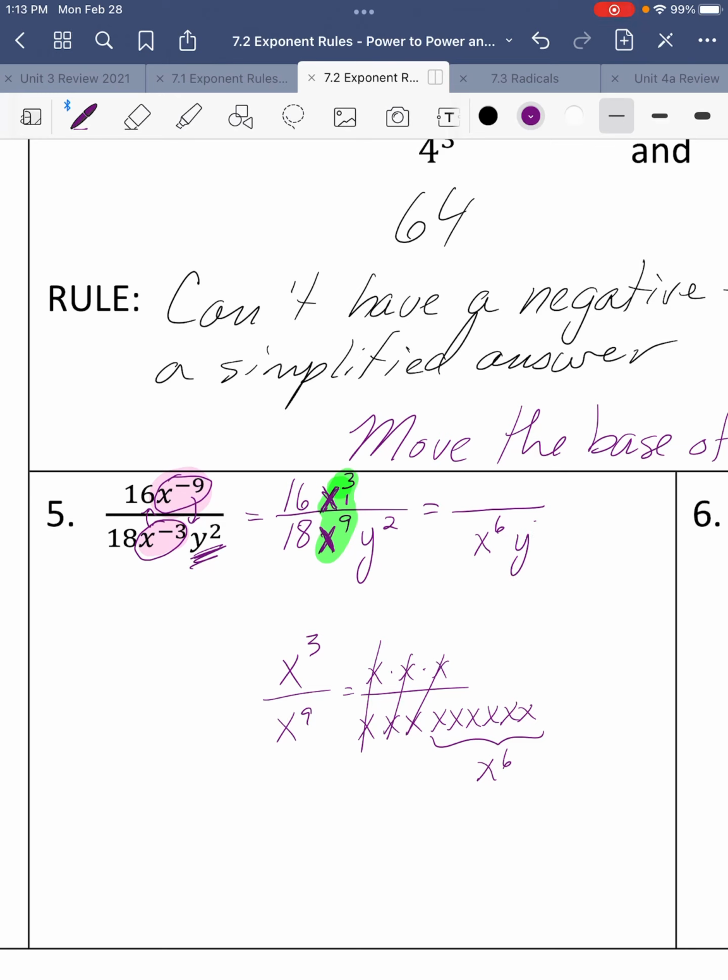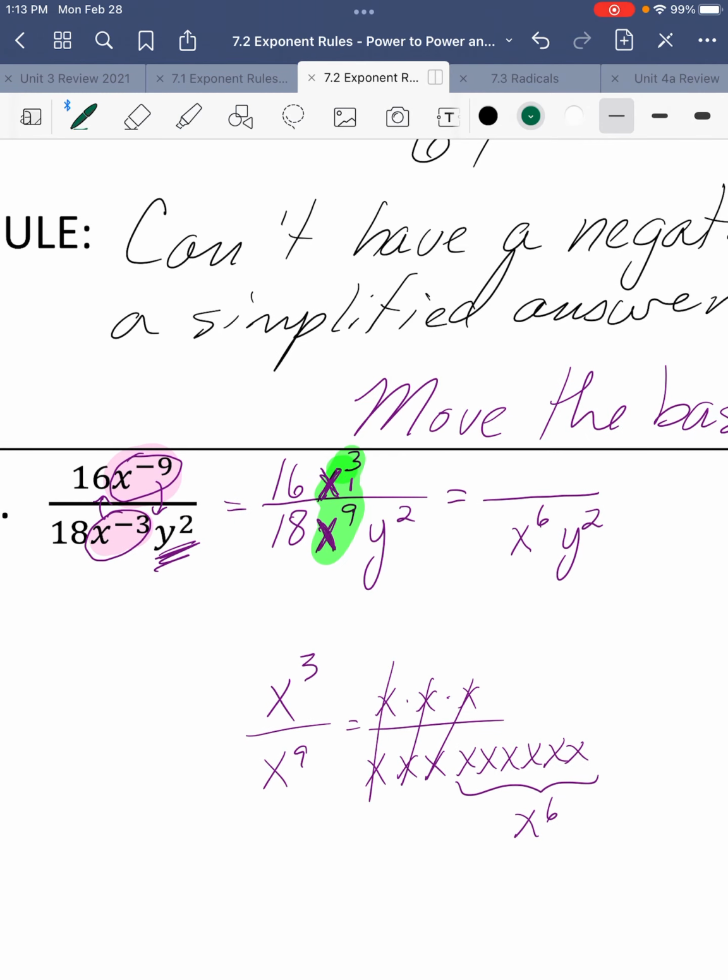The y squared is going to stay in the denominator. In the numerator, we still can simplify some things here. 16 over 18 can be reduced. Divide numerator by 2, that'll give you 8. Divide the denominator by 2, that'll give you 9. So that's 8 over 9. And there's your final answer.